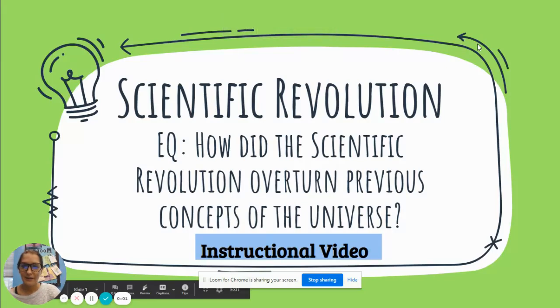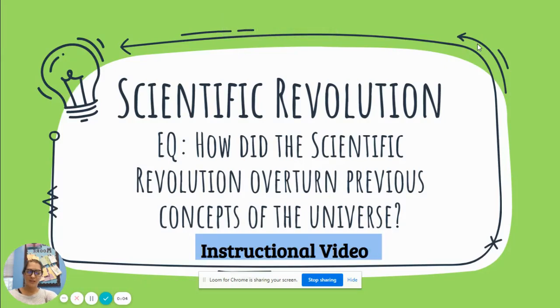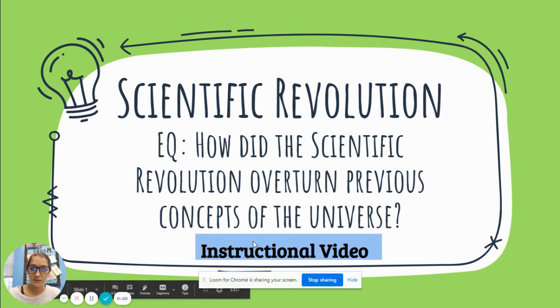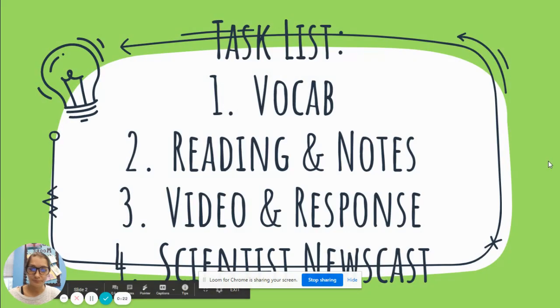We are learning about the scientific revolution, the birth of science. Yay. I know a lot of you, science is your favorite class, so now you get to talk about where science came from. So our essential question is, how did the scientific revolution overturn previous concepts of the universe? Because it made a lot of changes.